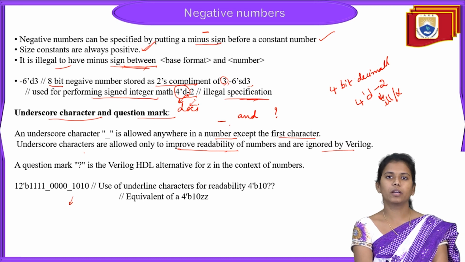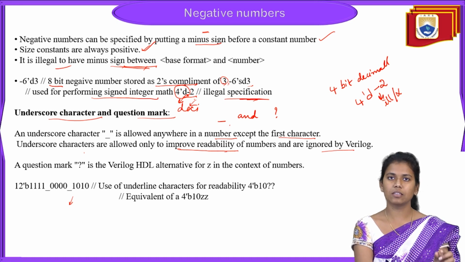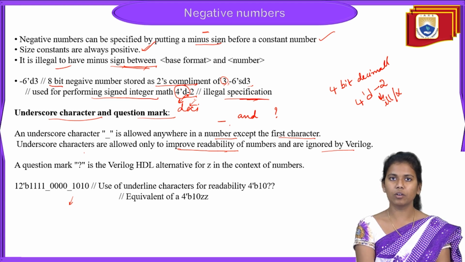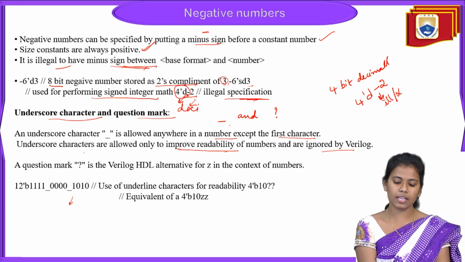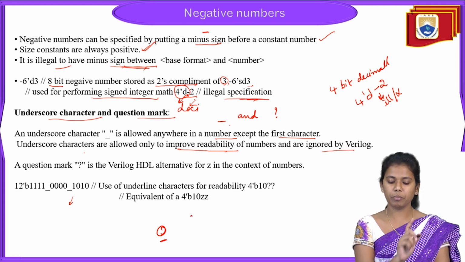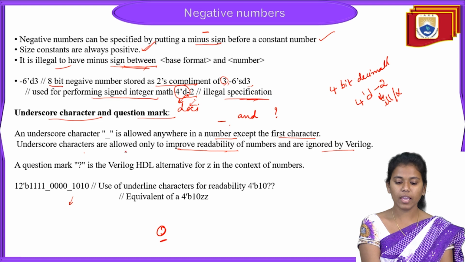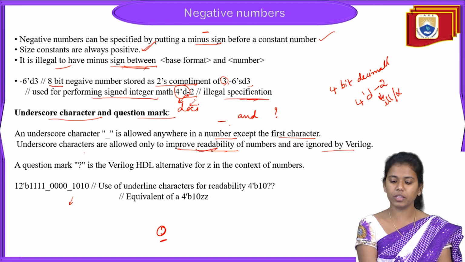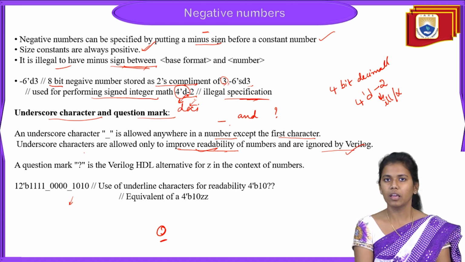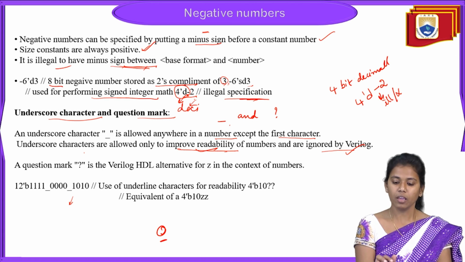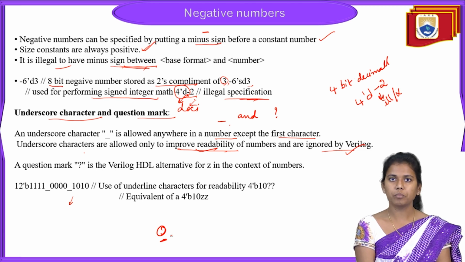The important point to remember about how to use the underscore is that it is allowed anywhere in the number except the first character. Here we cannot use the underscore. The first character must not be an underscore, but they are allowed only to improve the readability of numbers and are ignored by Verilog. They are not mandatory, but they cannot be used as the first element.